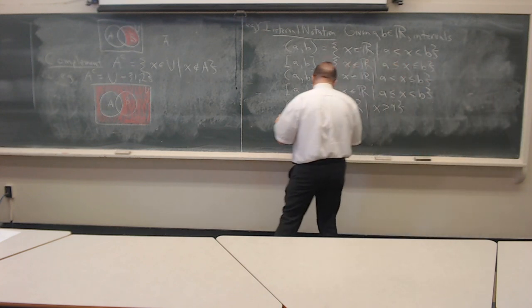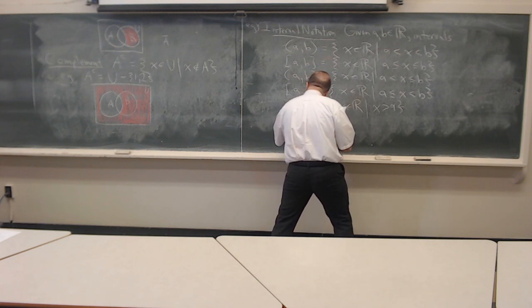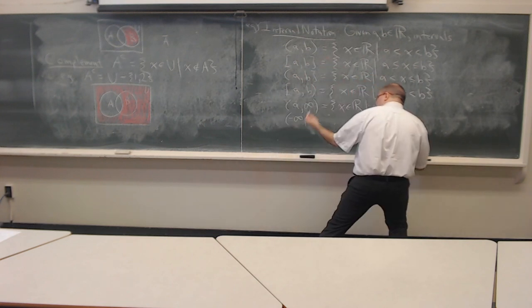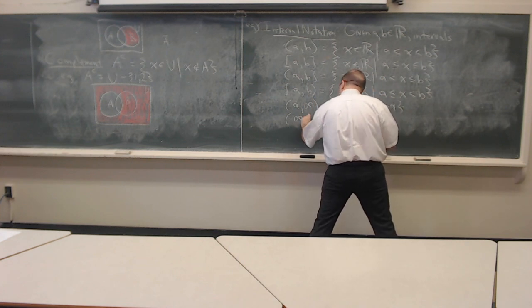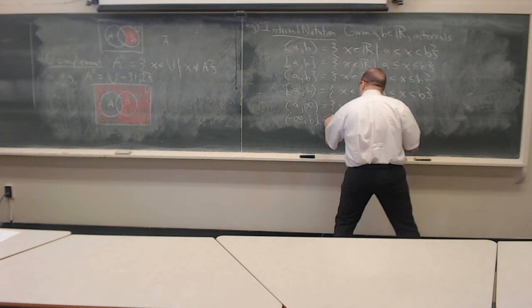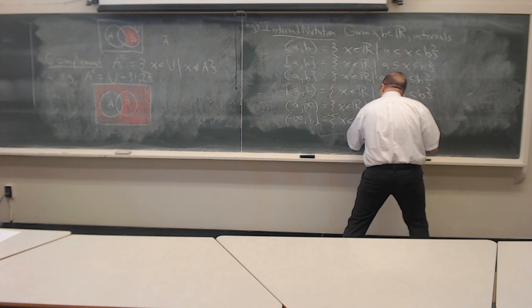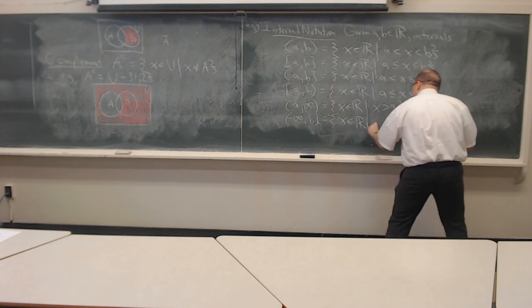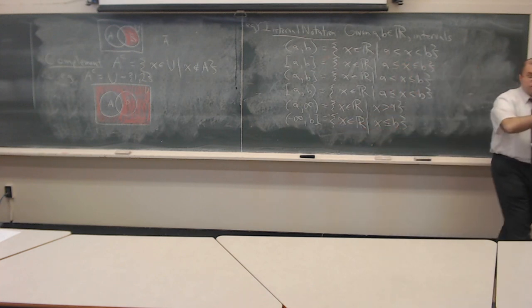Likewise, just for the sake of consistency, if you see a minus infinity on the left-hand side of my pair here, then I end up getting a set of real numbers such that x is less than or equal to b, because I used a square bracket over there.